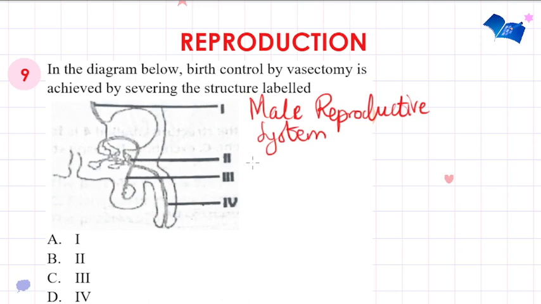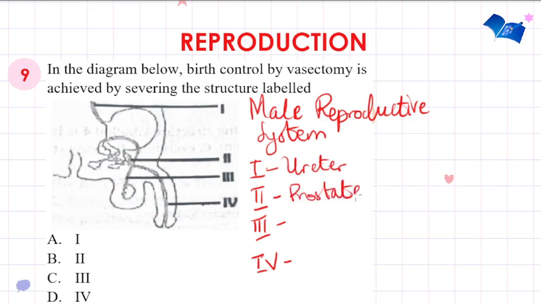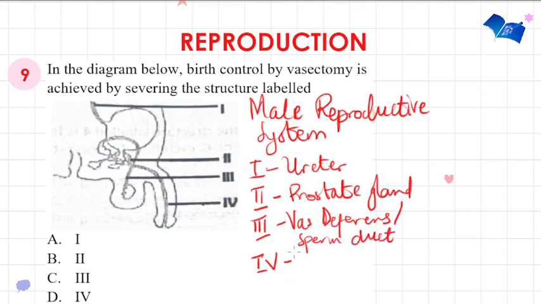So quickly, we are going to label it. Label I, label II, label III, and label IV. Looking at this, I is the ureter. We have II as the prostate gland. We have III, the vas deferens, that's the sperm duct. And we have IV as the urethra.